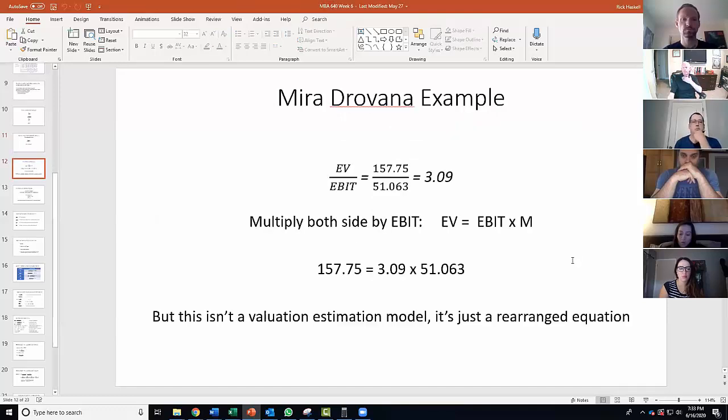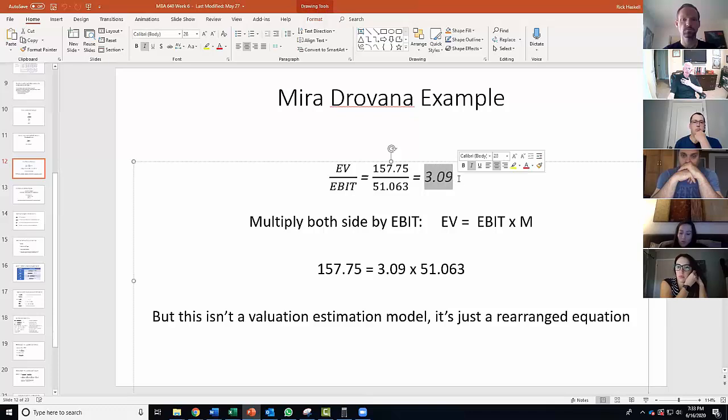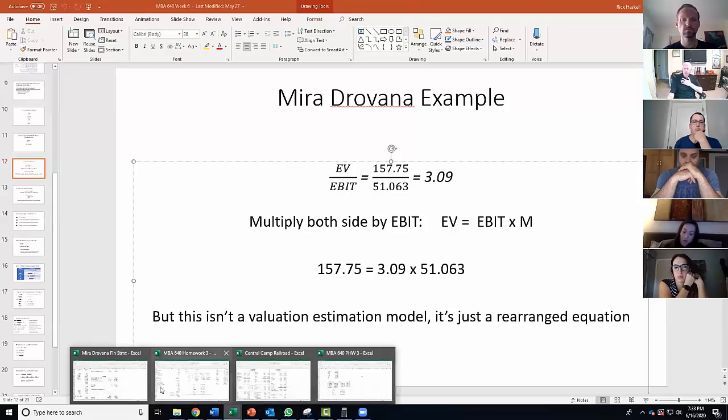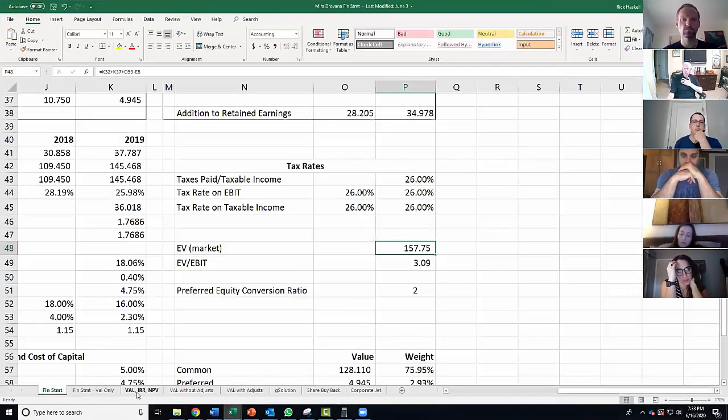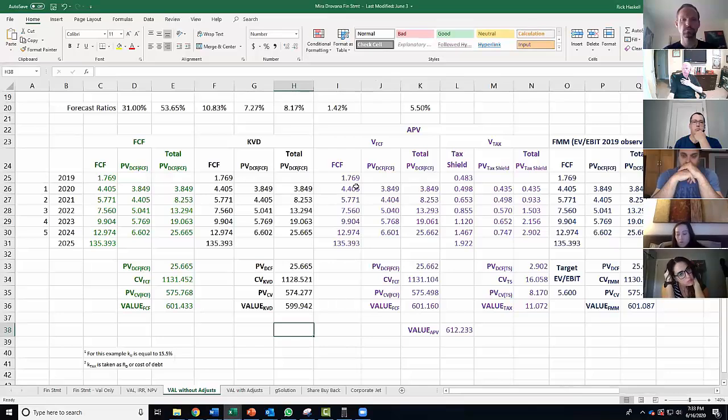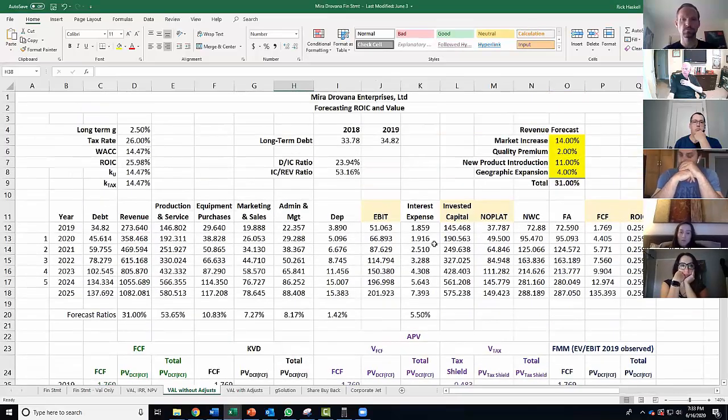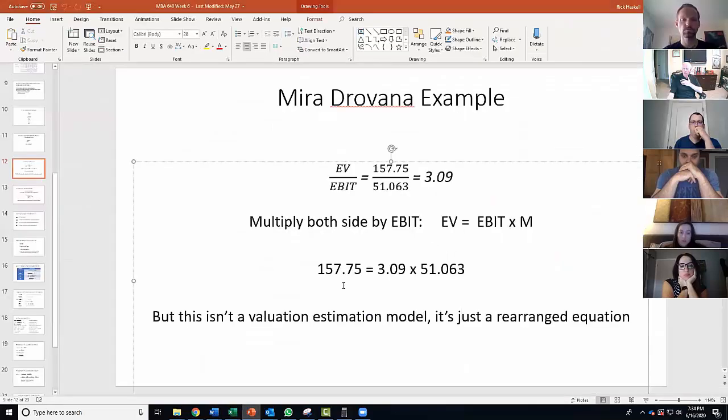Let's go a little further. So I ran these numbers for you just a moment ago, so I don't have to do those again, except for I showed you how we got the 3.09, but now let's use that 3.09 on next year's EBIT. So I'm going to Mira Dravana. I've done my value without. Where are my EBITs here? And I've got EBIT for the base year of 51.063. I said it's next year, it's not, it's the base year. And so that 3.09 times 51.063 gives me the enterprise value that we calculated.